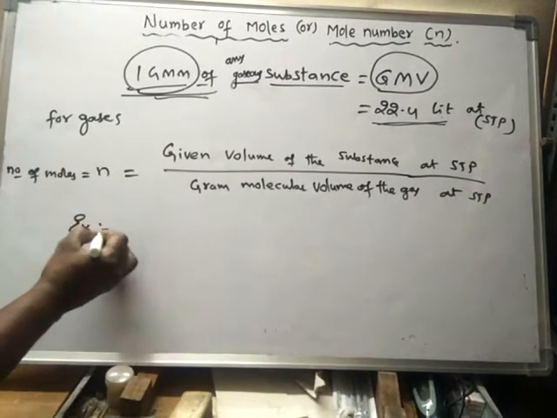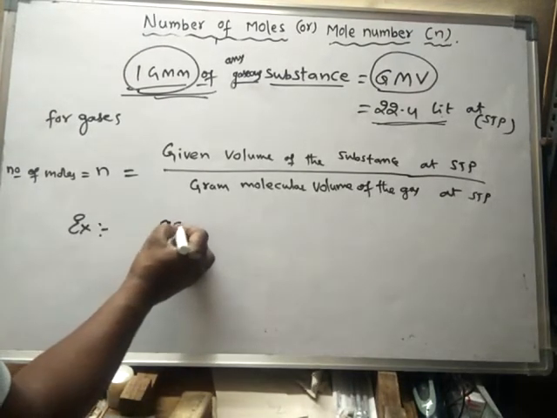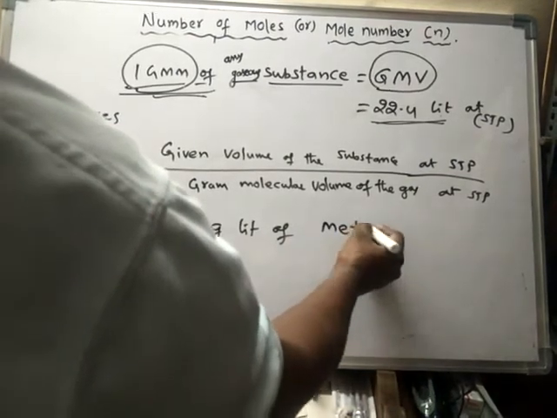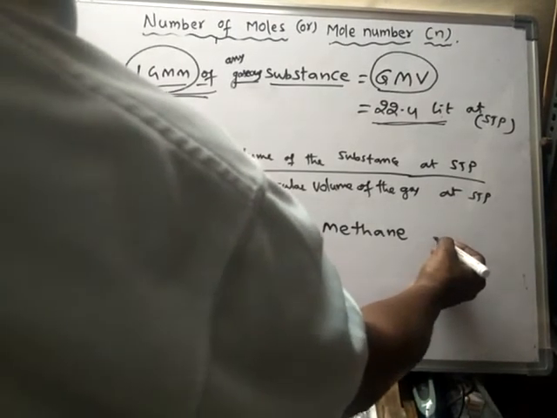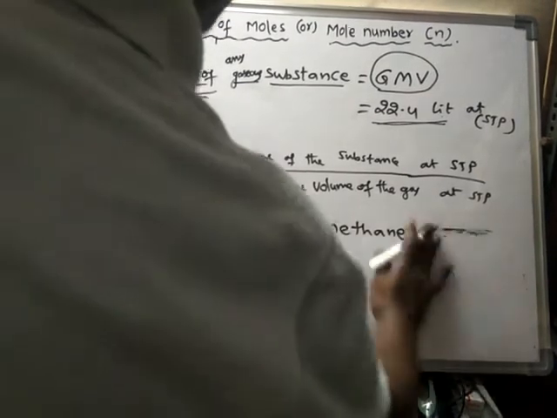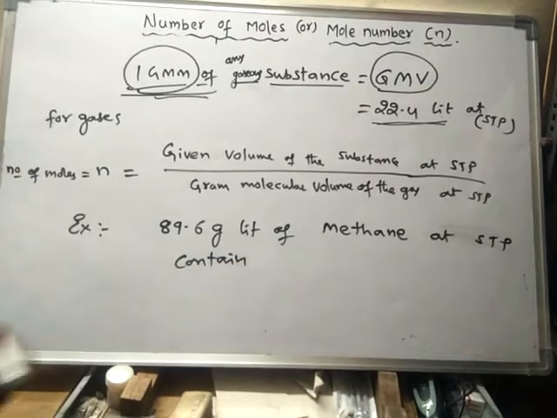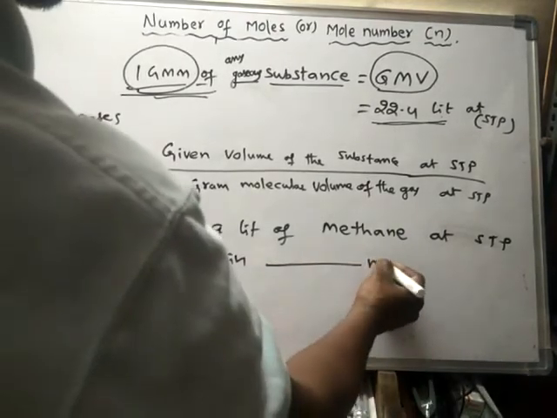Example: 89.6 liters of methane gas. Generally methane occurs in the gaseous state. 89.6 liters of methane at STP, standard temperature and pressure, contain dash number of moles.